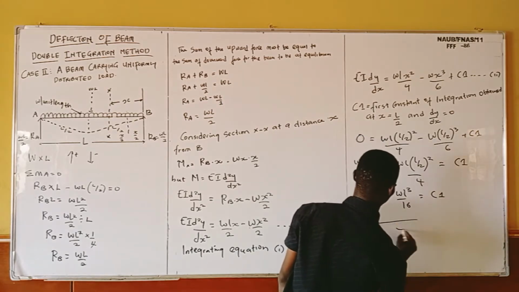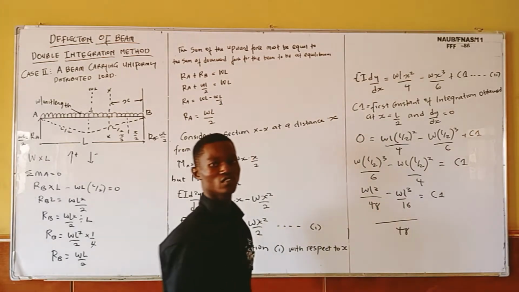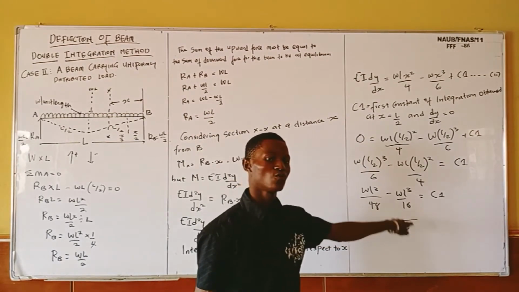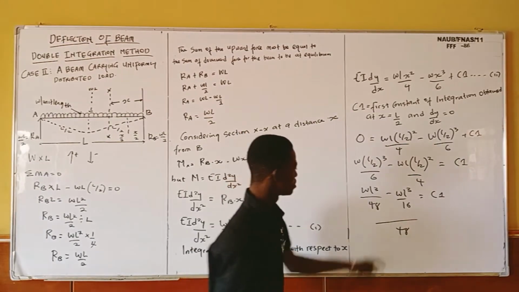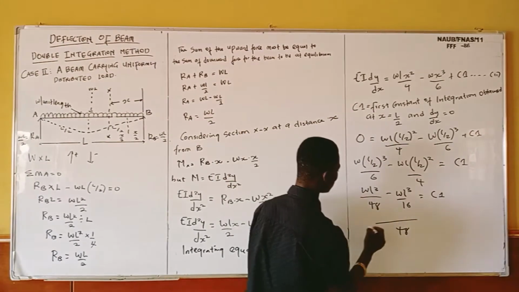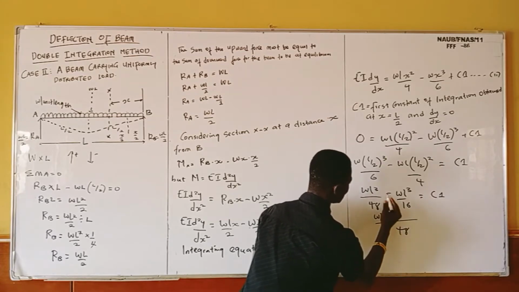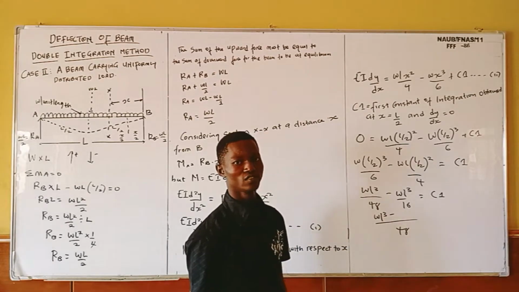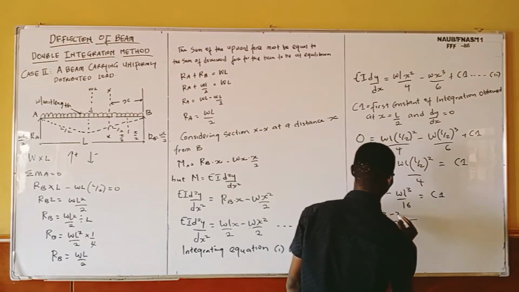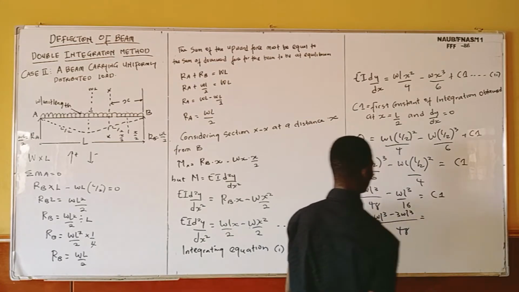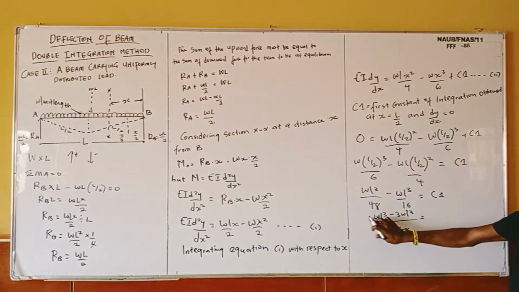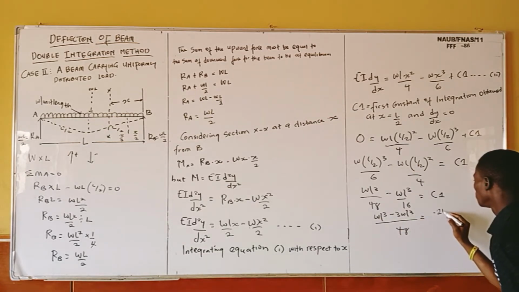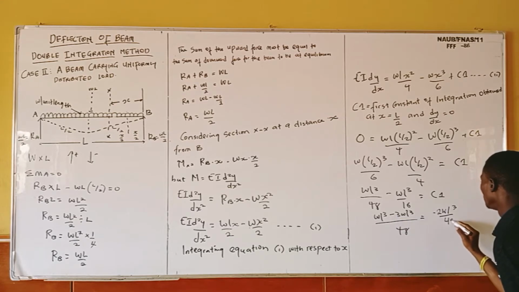So now in this case, with 48, we are going to find the LCM. 48 will be the LCM of 48 and 16. So 48 in 48 is going to be 1. Then 1 multiplied by WL cubed is going to give us WL cubed. This negative is here. So now 16 in 48 is 3. Then 3 multiplied by WL cubed is 3WL cubed. So now we have this one is 1 and this one is negative 3. So we have negative 2WL cubed over 48.